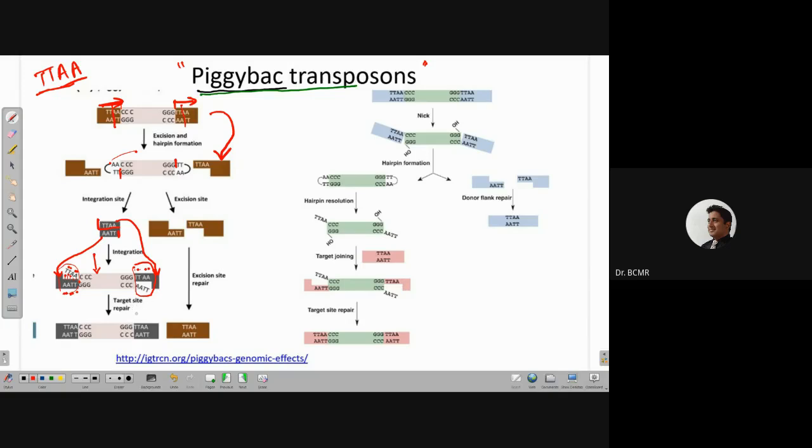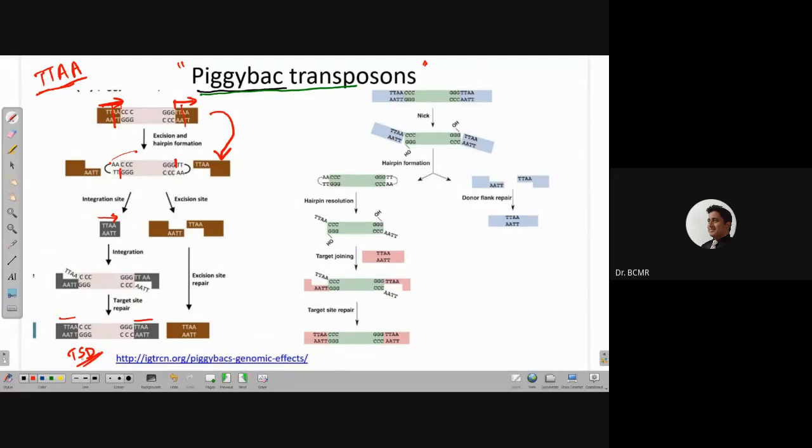Upon repair, you will get complete double-stranded DNA. Look at it again. I will erase these so that you will be able to see. What is the actual sequence? The sequence is TTAA. What do you see after transposition? You have TTAA and TTAA. There is target site duplication, right?